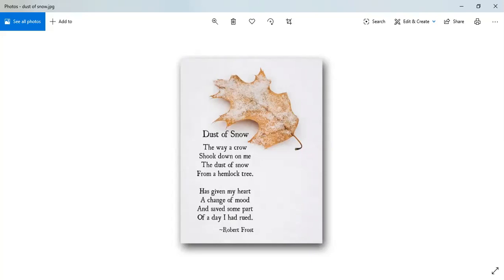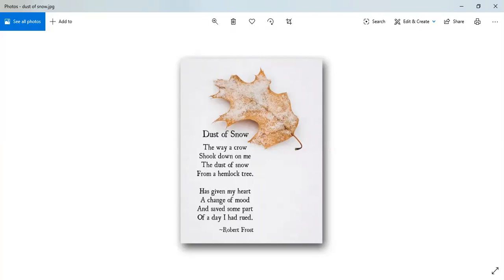Hello, students. Today we are going to discuss our first poem, that is Dust of Snow. This poem, which is very simple, very easy, and very short, is written by Robert Frost. This poem consists of only two stanzas. It's easy, but it has a deeper meaning attached to it.